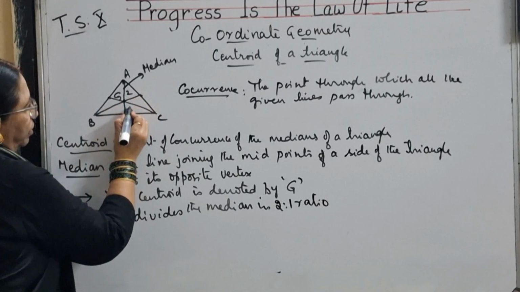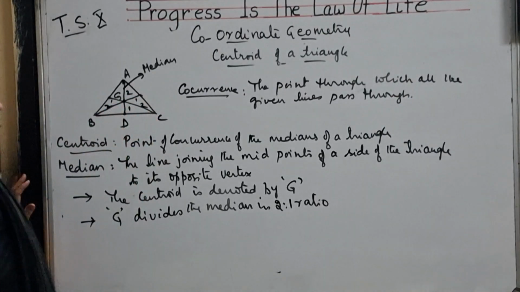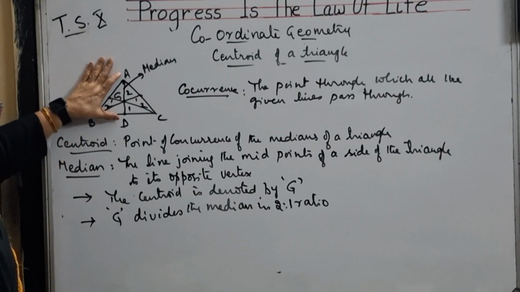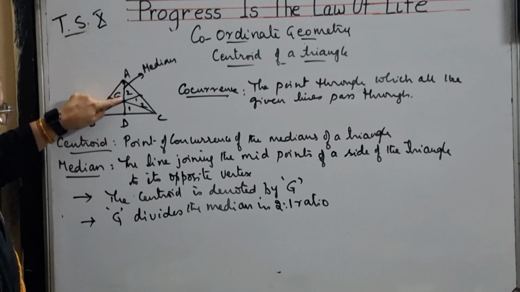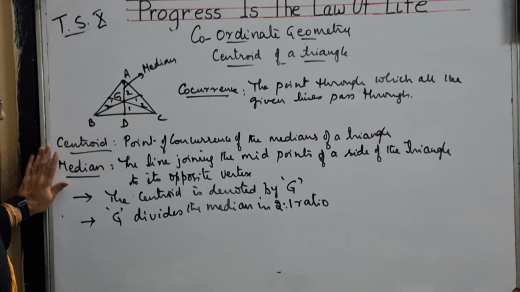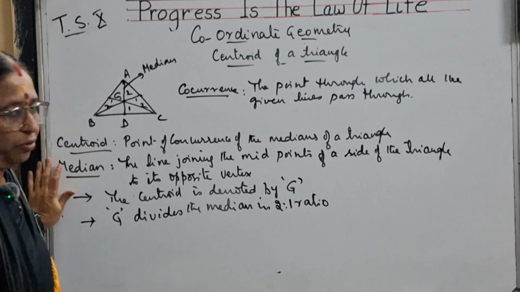So this is 2, this is 1. This is 2, this is 1. This is 2, this is 1. So every median is divided by the centroid in 2:1 ratio. This is a small introduction about the centroid, children, which if you have this knowledge only, you can do these sums.